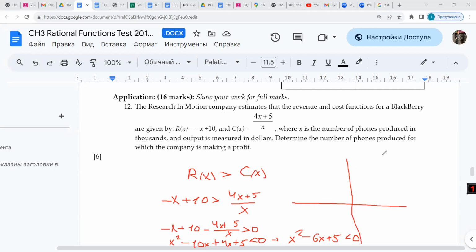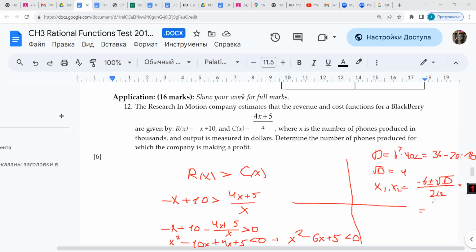Now, let's use the discriminant to solve it. Discriminant equals b squared minus 4ac equals 36 minus 20 equals 16. So the square root of the discriminant equals 4. x1 and x2 equal negative b plus or minus the square root of the discriminant, divided by 2a.